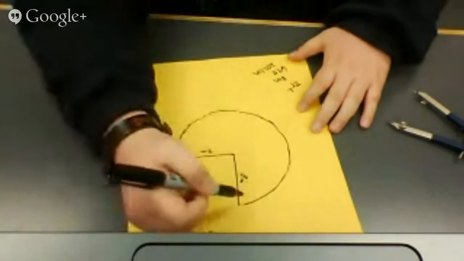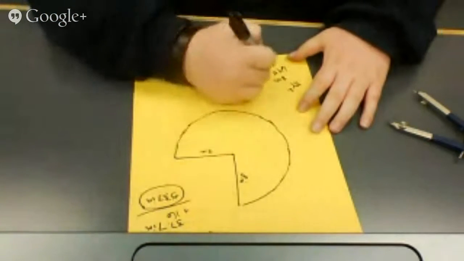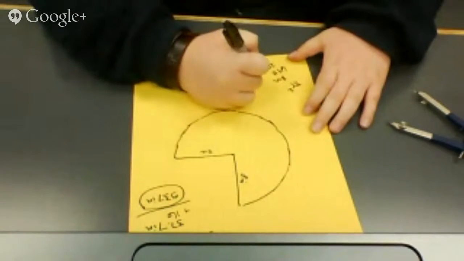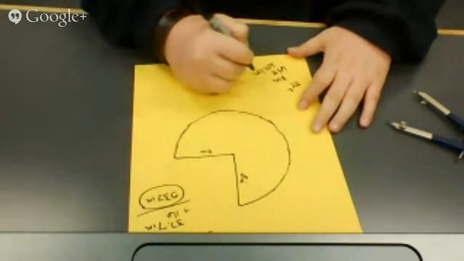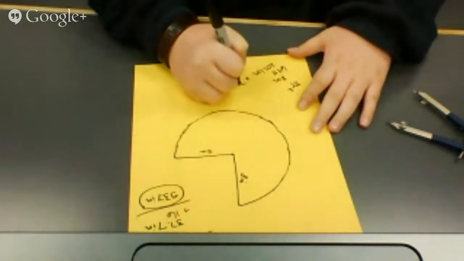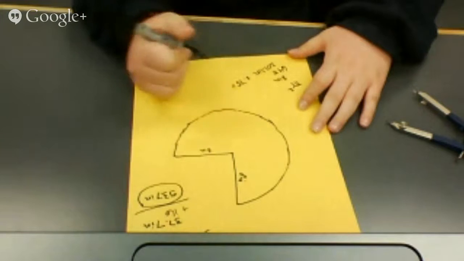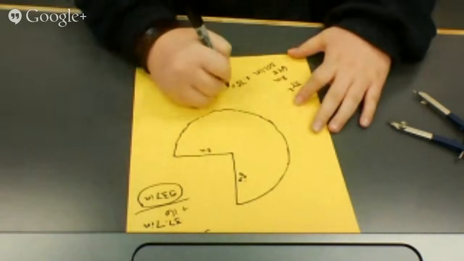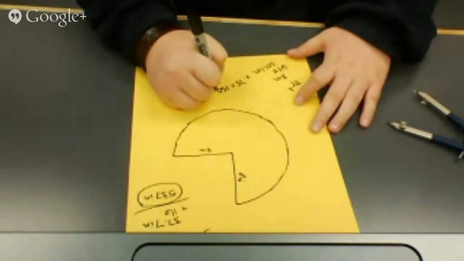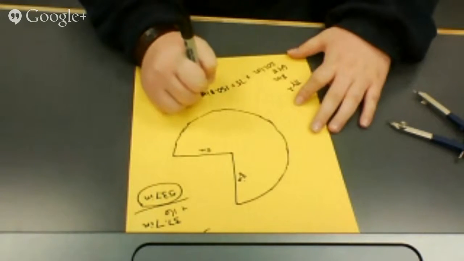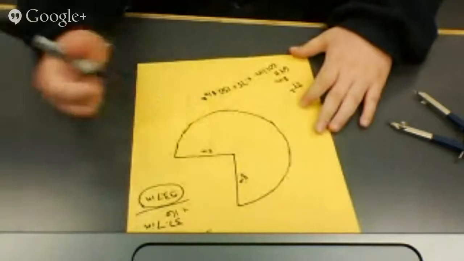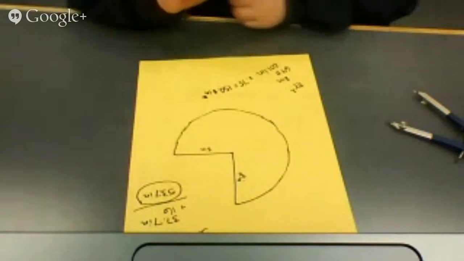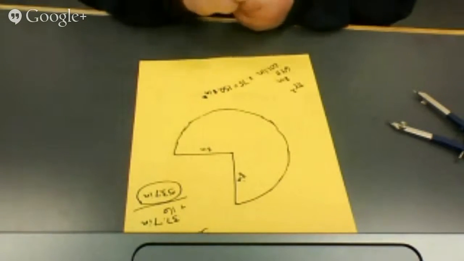And since it's not a full circle, this would be the area of a full circle. Since it's not a full circle, we have to multiply by 0.75, and once you do that in the calculator, you would get 150.8 inches squared. And since it's the area, you have to make sure you put square units. And that's how to find the area.